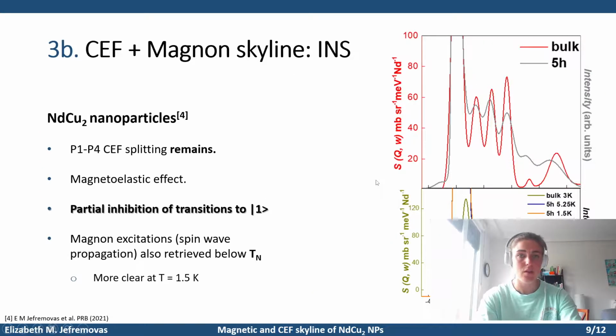So, in our case, we have measured the nanoparticles and we observe that these 4 peaks are retained by the nanoparticles compared to the bulk situation. But what we observe, apart from the existence of this, of course, magnetoelastic effect, is a partial inhibition to the transition for the first excited level compared to the bulk situation. We also observe the existence of a magnon peak below the Néel transition. But in this study, we have decided to go one step beyond, and we have separated the contribution stemming from the nanoparticle core from the contribution stemming from the nanoparticle surface.